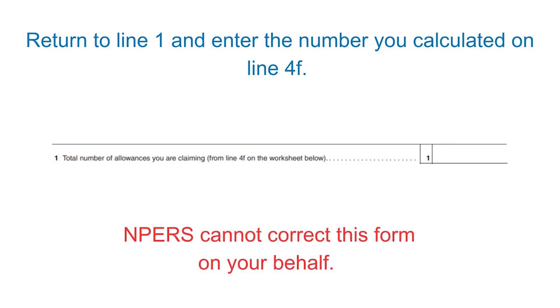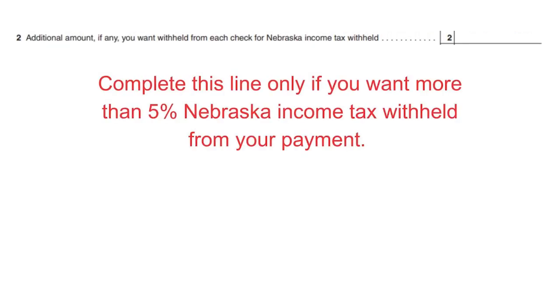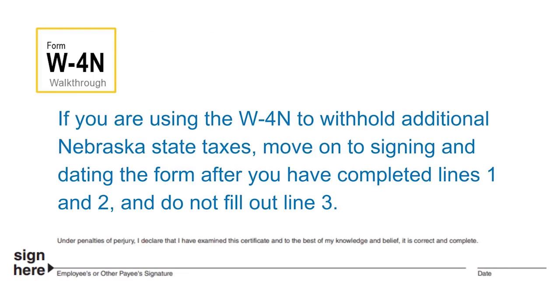Now we are ready to move on to line 2. Complete this line only if you want more than 5% Nebraska income tax withheld from your payment. If you are using the W4N to withhold additional Nebraska state taxes, move on to signing and dating the form after you have completed lines 1 and 2, and do not fill out line 3.